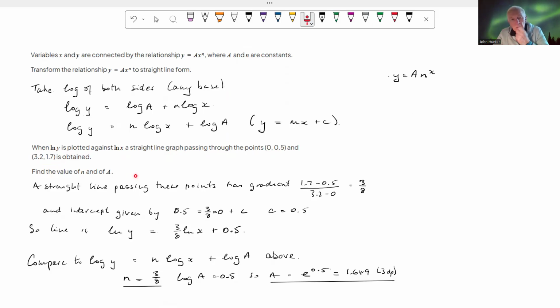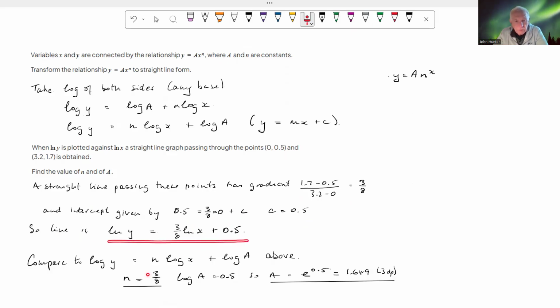Okay. So a straight line passing through these points has a gradient of that, similar argument to the previous question, and the intercept is given by, well, I've taken this point, y equals the gradient times x, that's the x value there, plus c, giving us c is 0.5, and the full equation of the straight line is therefore natural log of y equals 3/8, the gradient, times the independent variable natural log of x plus the constant.